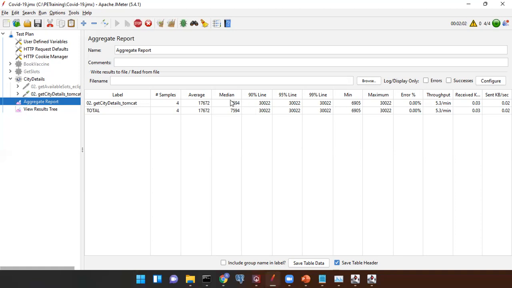Another point we can observe here is, we saw the number of samples at around 4 about 30-40 seconds ago, maybe 45-50 seconds ago, but I don't see any increase in the samples. Number of samples is 4. Now it looks like the system is not responding.